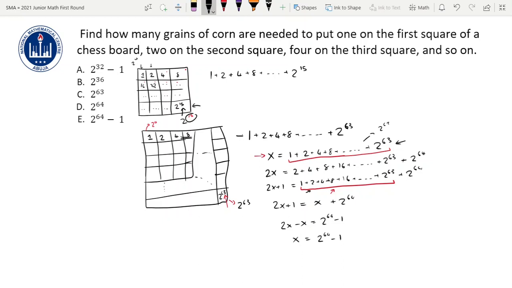So the value of this sum is going to be 2 raised to the power 64 minus 1, since we defined this sum to be x on this line. So this is how to solve this question. The correct answer here is going to be E. The first thing is just to notice that the sum we're asked to find is 1 plus 2 plus 4 plus 8 up to 2 raised to the power 63. Once you have that, you just do a few manipulations on that sum, and at the end you have that x will be 2 raised to the power 64 minus 1. That's how to go about solving this question.